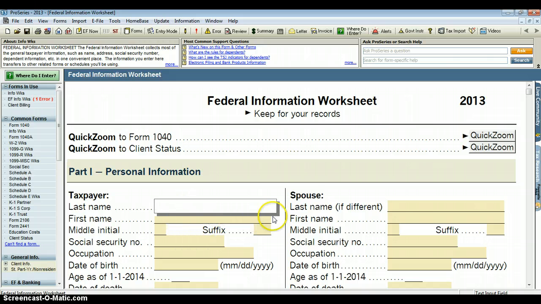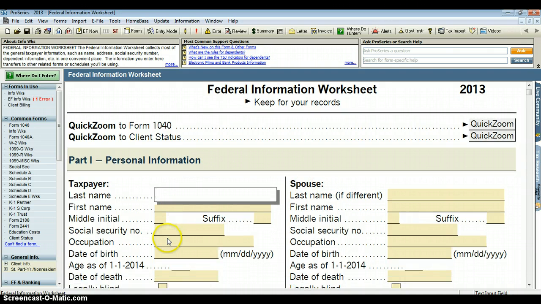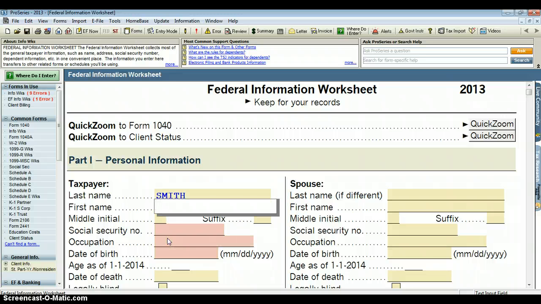But if they have a spouse, then you make sure you put their information over here also. So for example, type in their last name first, and I always use capitals when you put it in here. It makes it easier for us in the long run. Make sure if they have a middle initial on their social security card or their driver's license, you put that in there too.